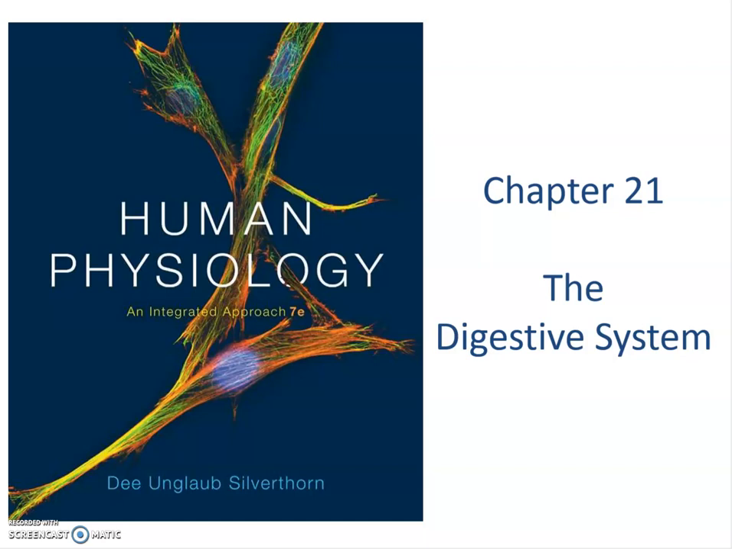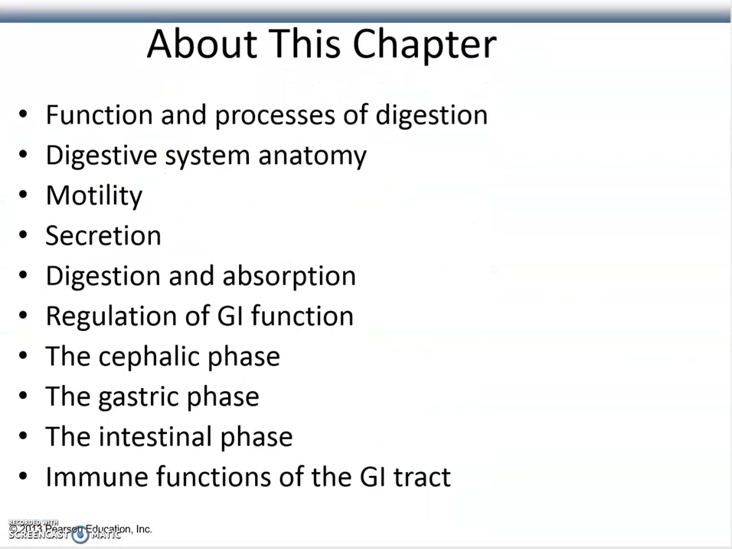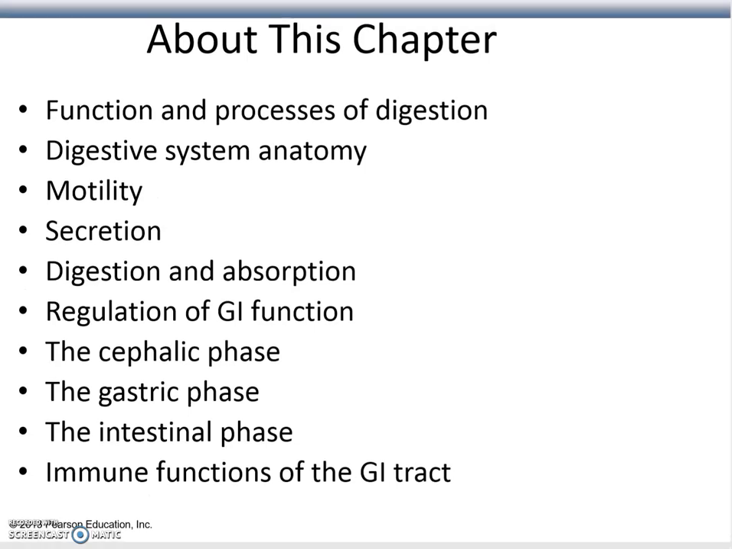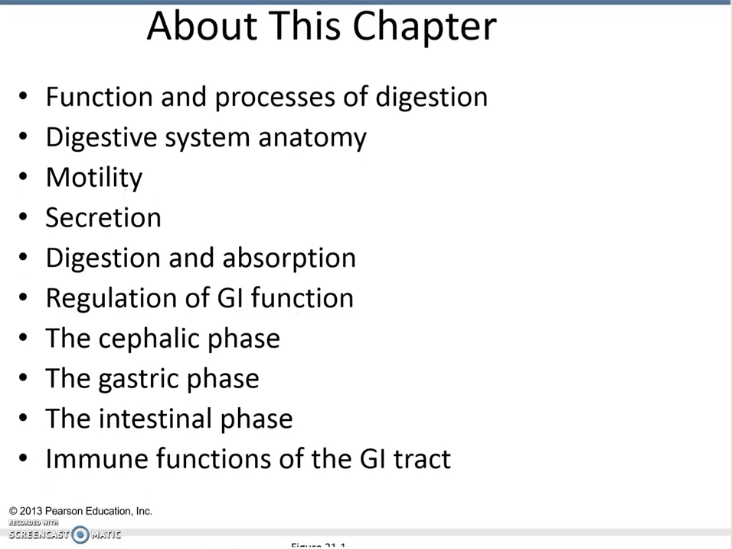Let's take a look at the digestive system, and in this chapter you will learn the functions and processes of digestion. We'll review the anatomy first, and then we're going to take a look at motility, secretion, digestion and absorption, regulation of gastrointestinal function, and the different phases here, the cephalic, gastric, intestinal phases, and then some of the immune functions of the GI tract.